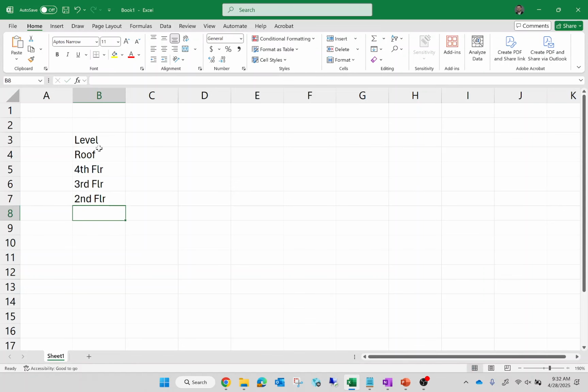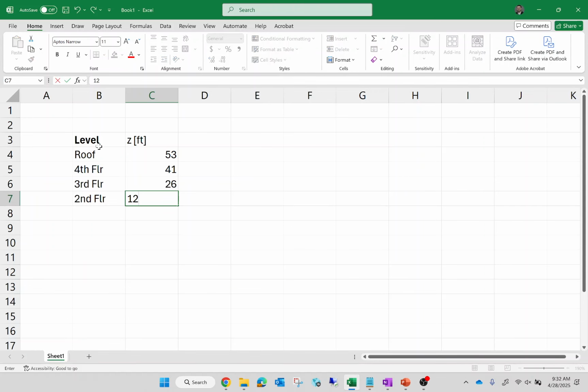So we have our levels, and then we have the roof, the 4th floor, 3rd floor, 2nd floor. We have our elevations. And so what did we have? We had 53, 41, 26, and 12. Is that what we had, right? And then, okay, let's write down our relevant environmental data.